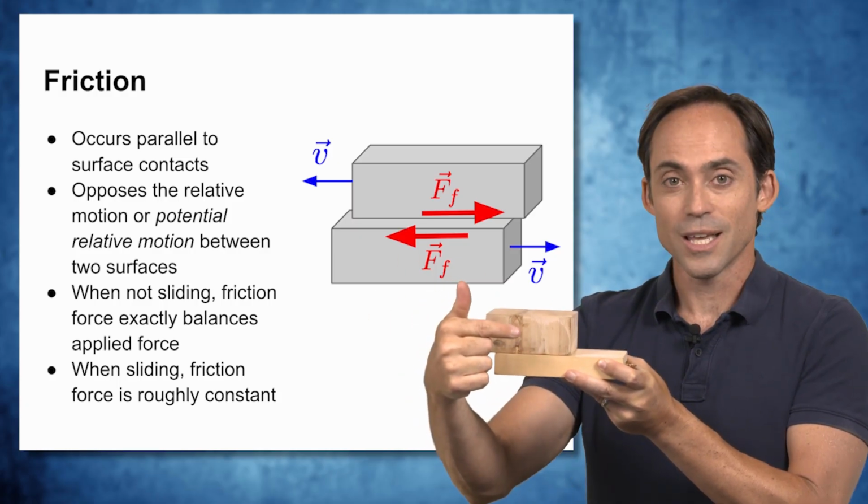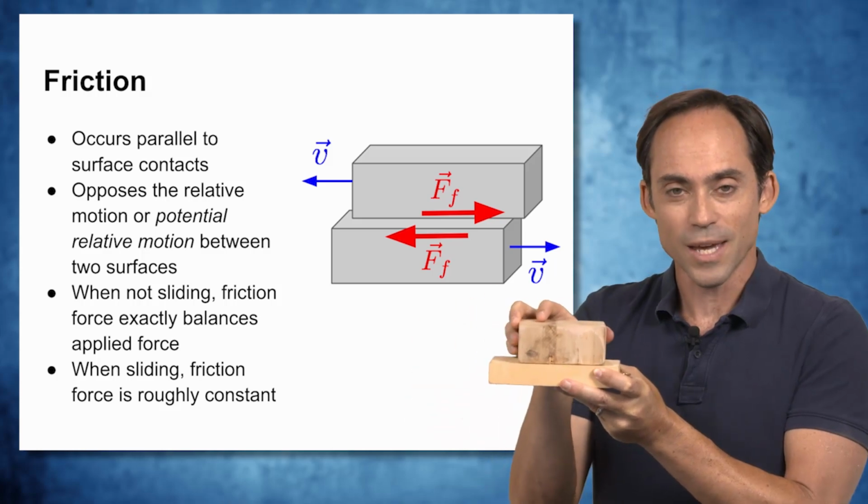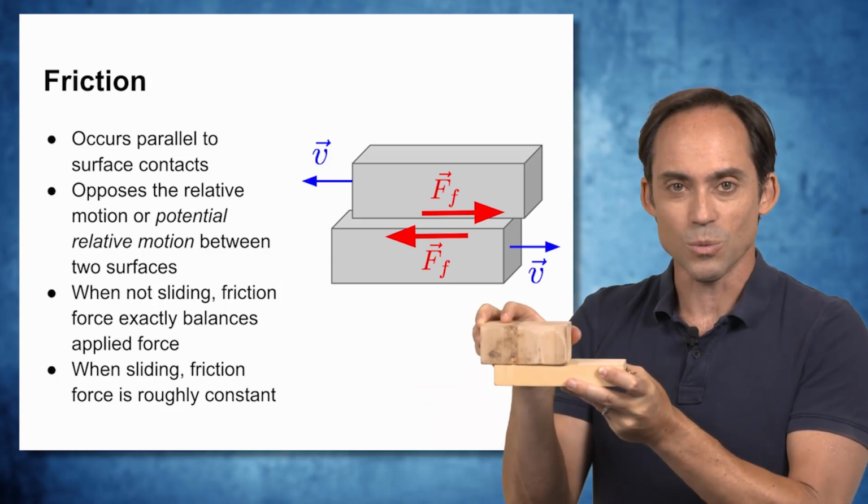And of course, there's an action-reaction pair, so as the friction force slows the block down in this direction, there's an equal and opposite force acting on the bottom block in the opposite direction, as there's relative motion in this way.